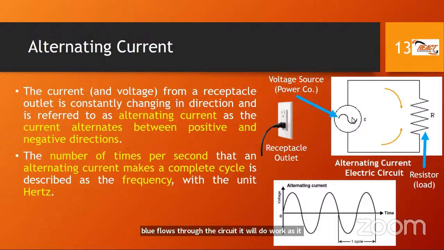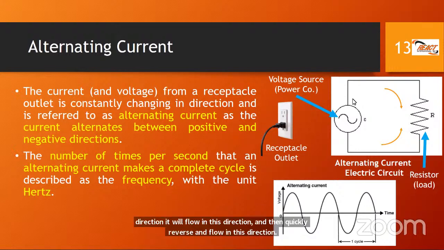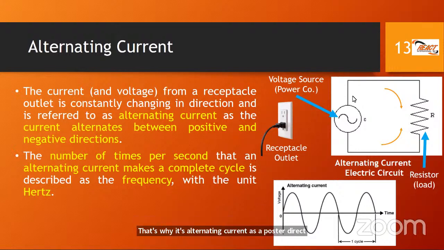But with alternating current, it can change direction. It will flow in this direction and then quickly reverse and flow in this direction. That's why it's alternating current as opposed to direct current that we saw before. So think about it. In a water circuit, your water will typically flow in one direction only, right? But in this electric circuit called alternating current, the water flows in both directions.